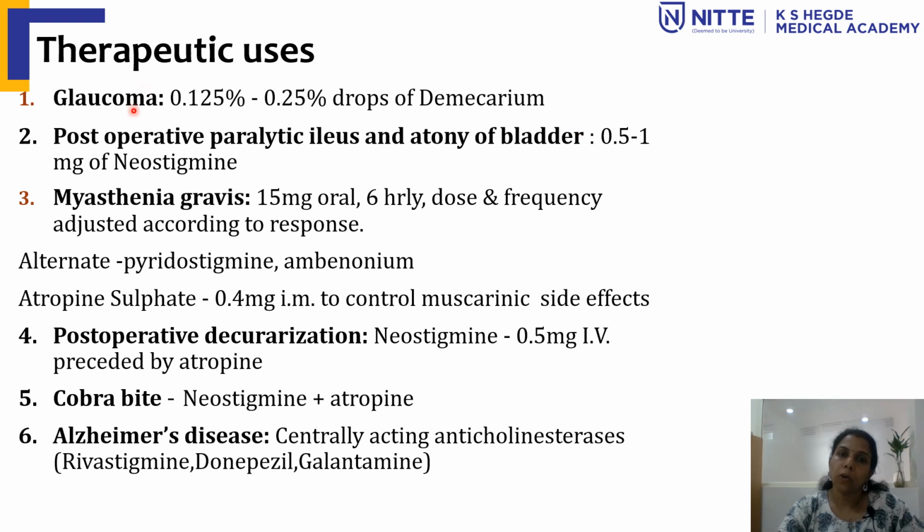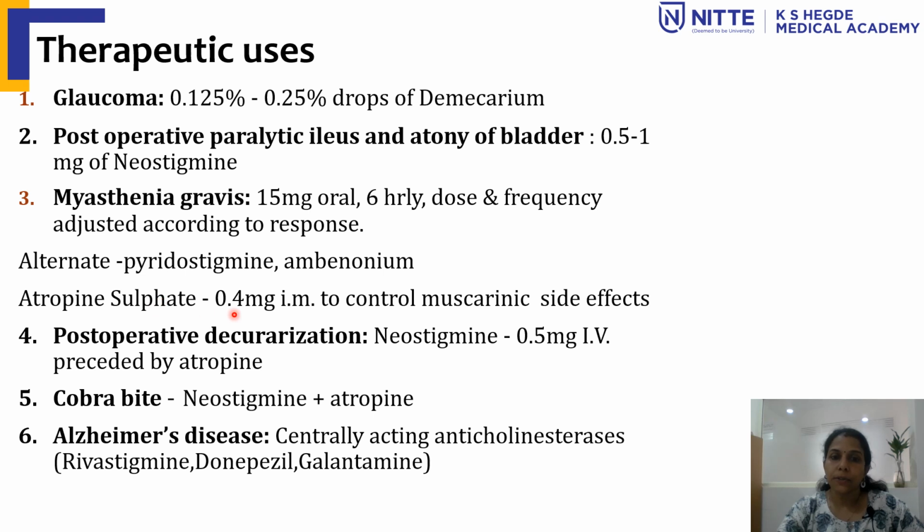As I told, in glaucoma, physostigmine is given along with pilocarpine, and even drops of demecarium are preferred. In postoperative paralytic ileus and atony of the bladder, neostigmine is preferred. In myasthenia gravis, as I have mentioned already, the dose is adjusted according to the response. An alternative drug that is preferred is pyridostigmine, since it is long acting and the frequency of administration can be reduced. That's the reason pyridostigmine is preferred over neostigmine.